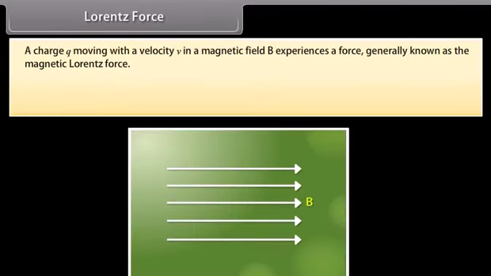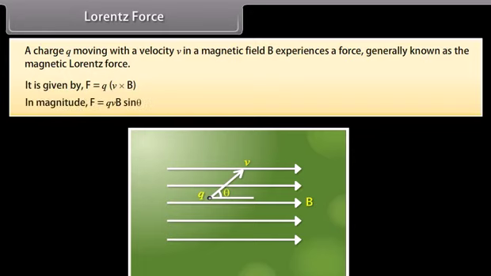Lorentz force. A charge Q moving with a velocity v in a magnetic field B experiences a force generally known as the magnetic Lorentz force. It is given by F = Q(v × B). In magnitude, F = QvB sin θ.